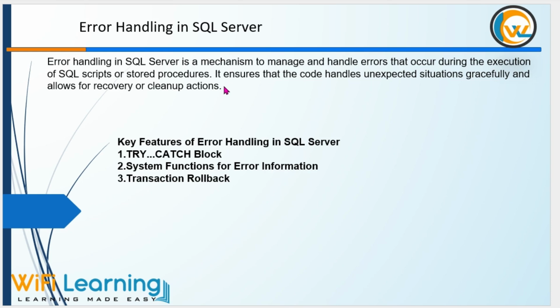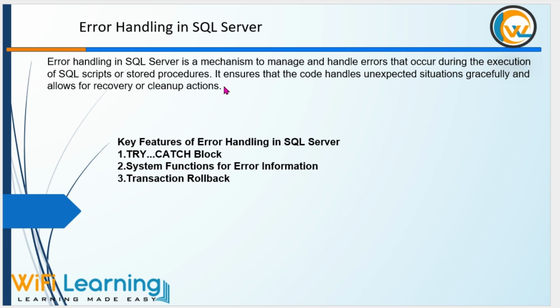Error handling in SQL Server is a mechanism to manage and handle errors that occur during the execution of SQL scripts or stored procedures. It ensures that the code handles unexpected situations gracefully and allows for recovery or cleanup actions. Key features of error handling in SQL Server are the try catch block, system functions for error information, and transaction rollback. We are going to see all of these in examples.